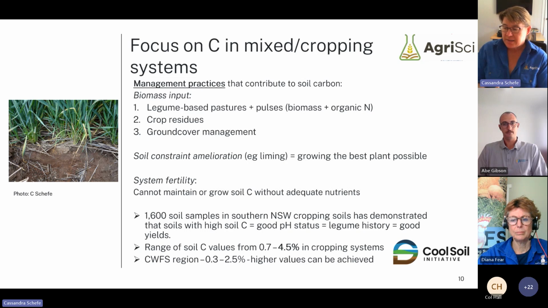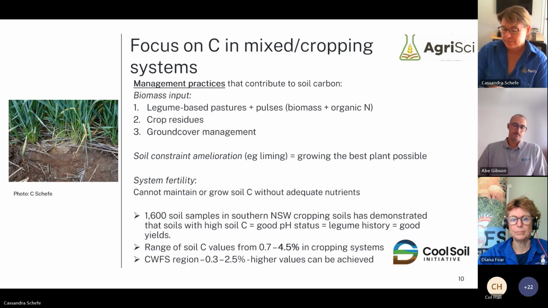If we drill down into our Central West, we do have a few really low soil carbon levels, which are really in our deep sands of about 0.3, which is what we'd expect under quite limited rainfall and input conditions, up to around 2.5%. So having soil carbon values above 1.5% in the Central West region is really cool and really exciting, and can happen, but requires certain management to get there.